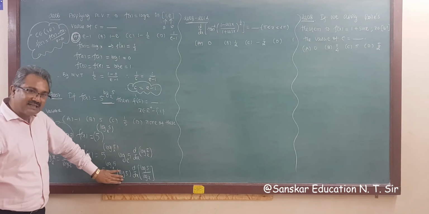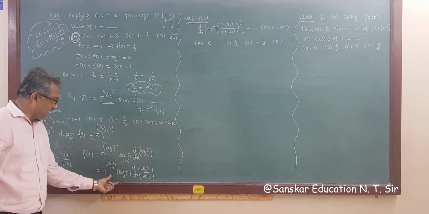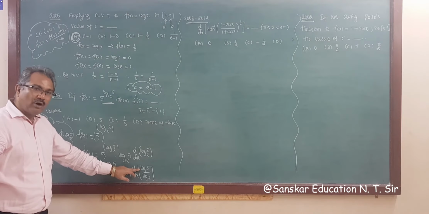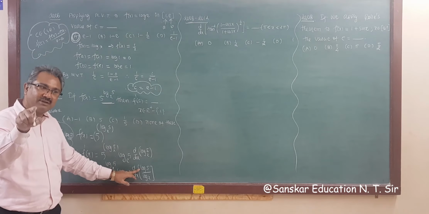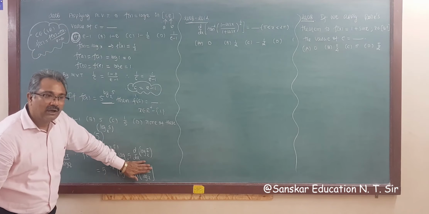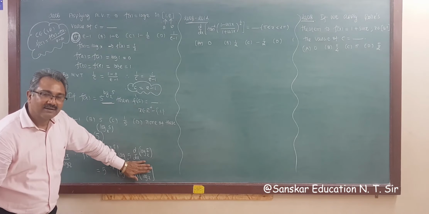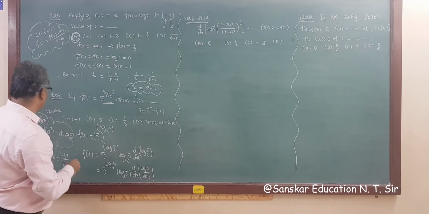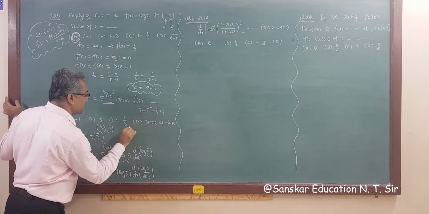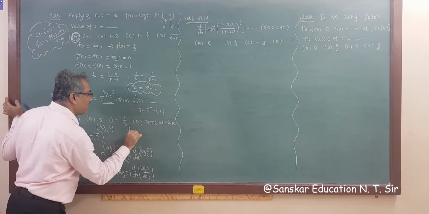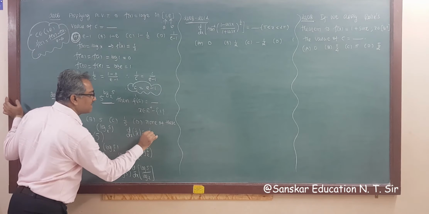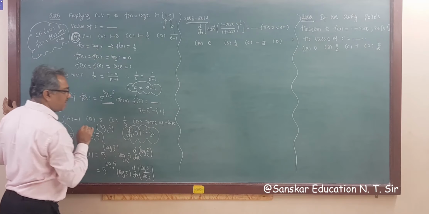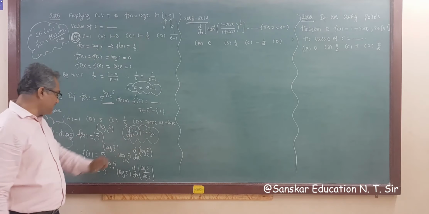Now this is as it is, this is as it is. Now this is d/dx of log 5. Log 5 is a constant, so we have to differentiate only log x, that is 1 upon x. The derivative of 1 upon x is minus 1 upon x square. This is the formula: d/dx of 1 upon x is minus 1 upon x square.